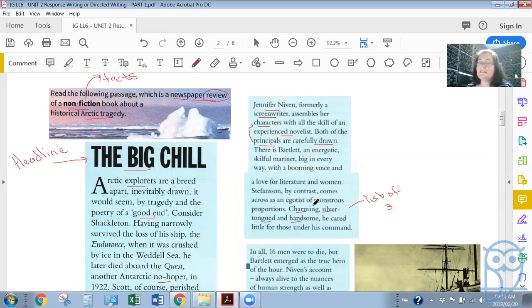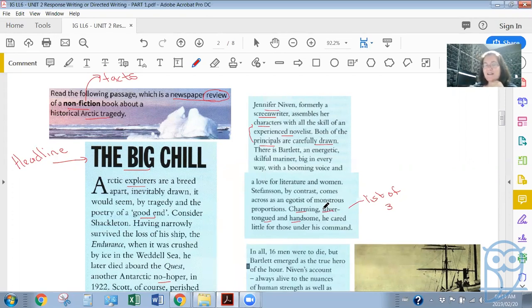So remember, when you list characteristics like this, you're trying to do something. To describe him better, make it more descriptive? Absolutely, yes, there is that. Giving a full explanation of his character in the least verbose way. Good, yes, so it tells us something more about his character without going into too much detail. Very nice, yes. Charming, silver-tongued, and handsome.